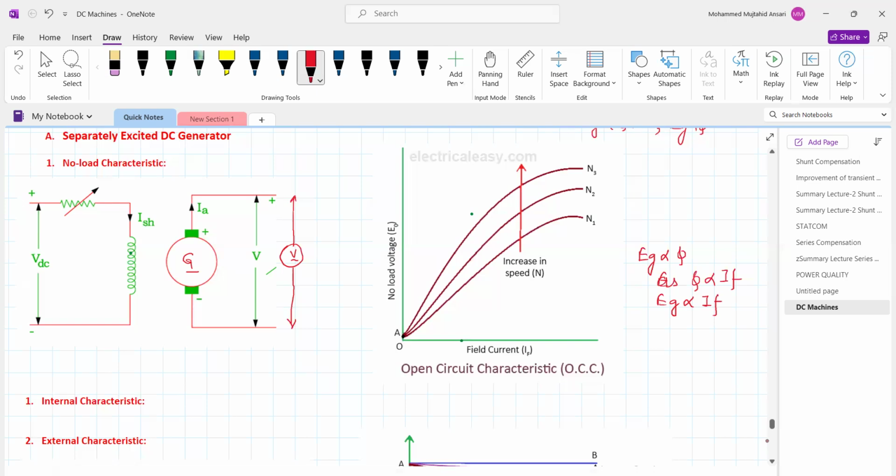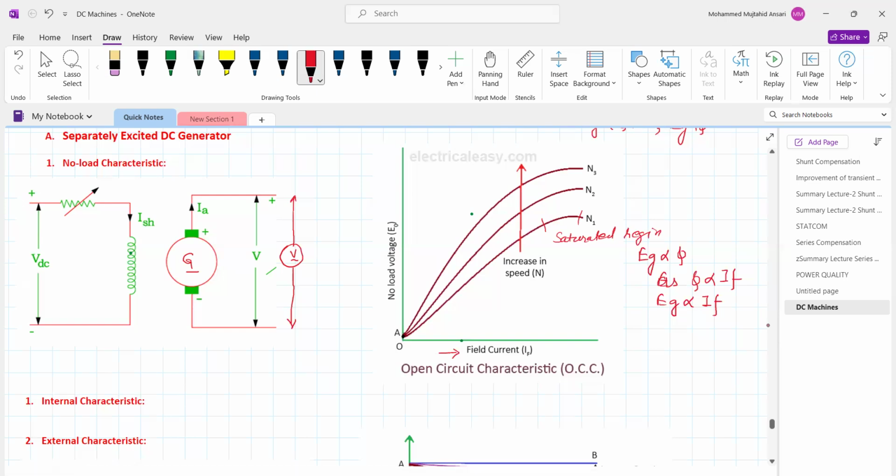So at constant speed, if you increase the excitation from its zero value to its rated value, you will find there is some increase, some linear part, and after some time the flux gets saturated. Means if you increase the current, the flux is not going to increase, and hence the voltage induced in the generator becomes constant. Therefore it is called the saturated region. This part is called the saturated region, whereas this part is called the linear part.